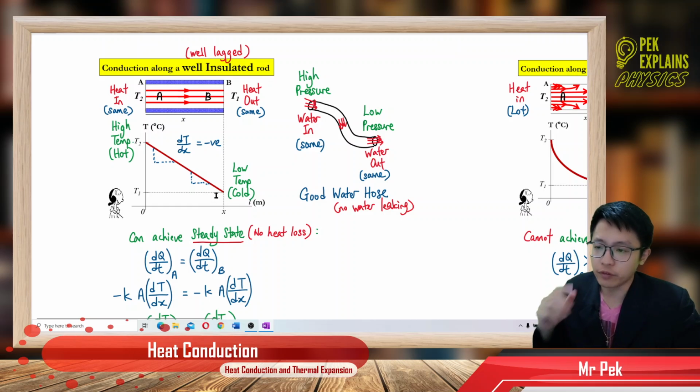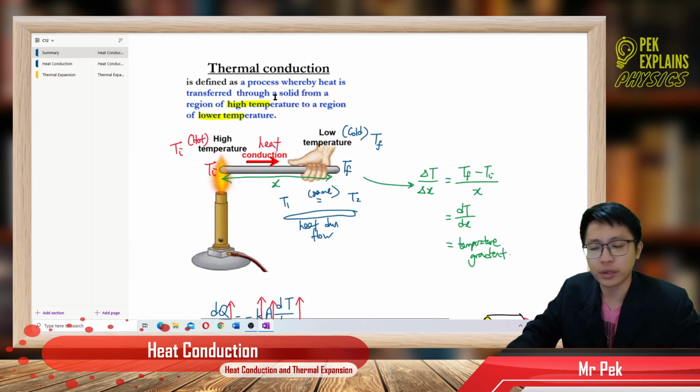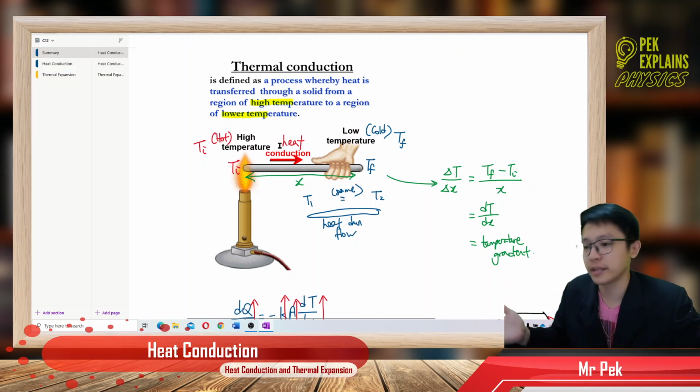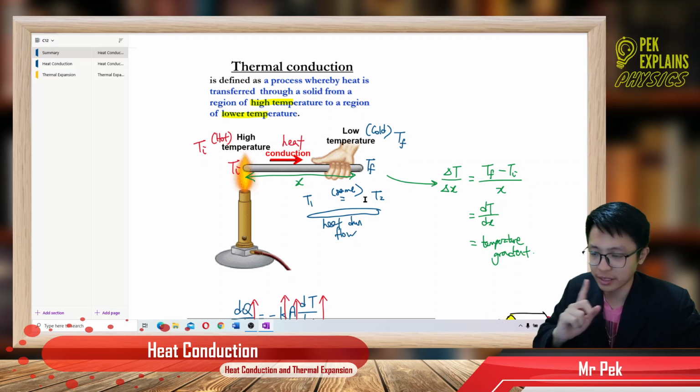So, as we learned before, why does heat conduction happen? Heat conduction happens because there is a difference in temperature. They must have a high temperature end and a low temperature end. Then only can the heat flow from high temperature to low temperature. If both ends have the same temperature, the heat doesn't flow. Do you understand that or not?